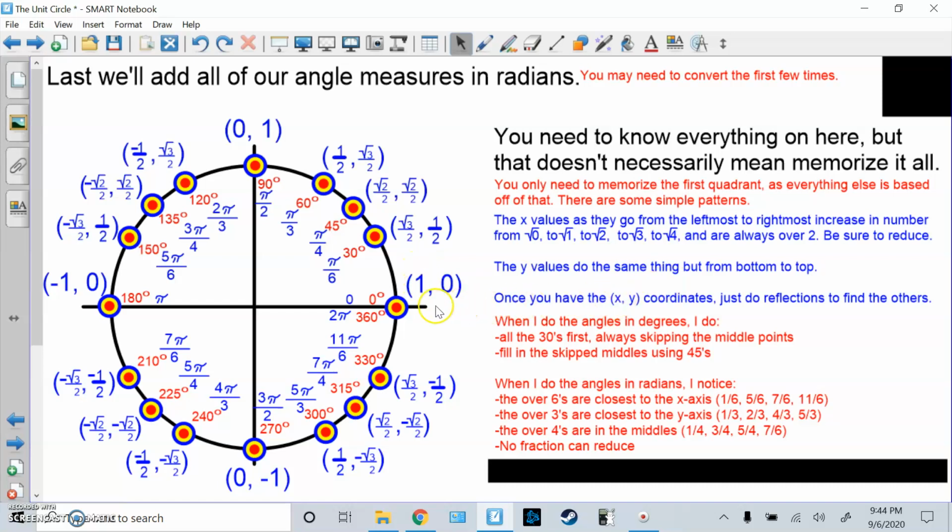Same thing for the y going up. So here's 0, square root 0 over 2, square root 1 over 2, square root 2 over 2, square root 3 over 2, square root 4 over 2. Alright, once you have those points, just flip them, change the signs.